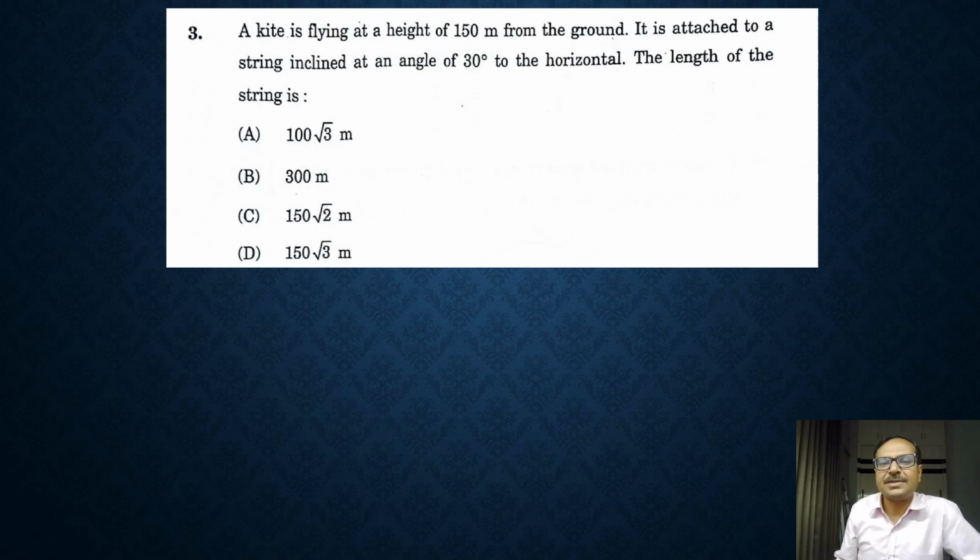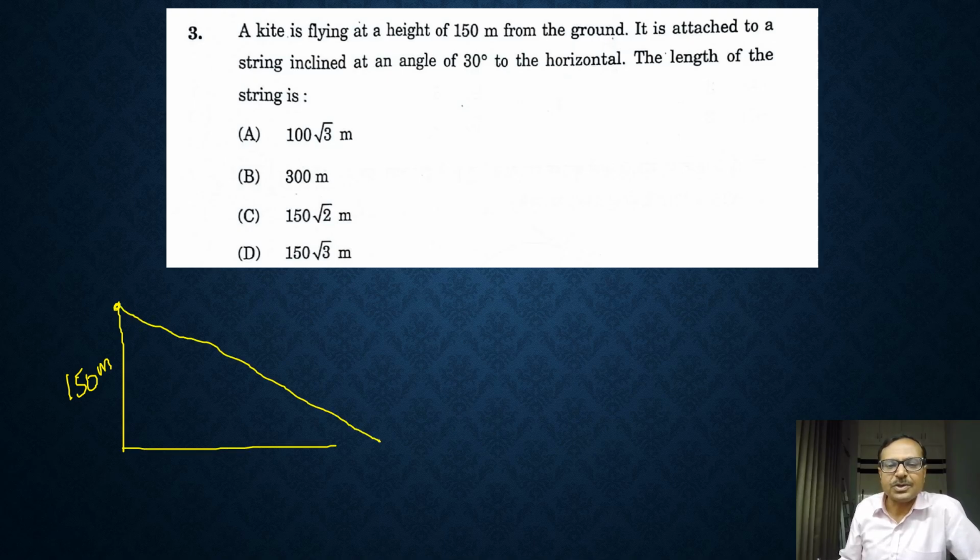The third question was that of the applications of trigonometry. Very simple question. There is this kite which is flying at a height of 150 meters. So this is 150 meters, the vertical, and then it is attached to a string inclined at an angle of 30 degree with the horizontal. So the horizontal in this case is the ground. This is 90 degree angle, and the string, this is x meters. So we are to find the length of the string given that the angle of inclination is 30 degree.